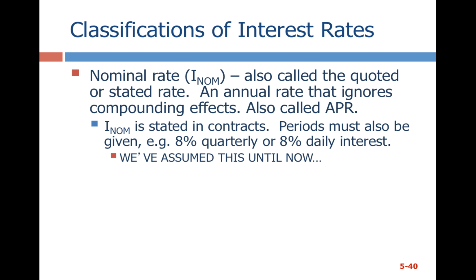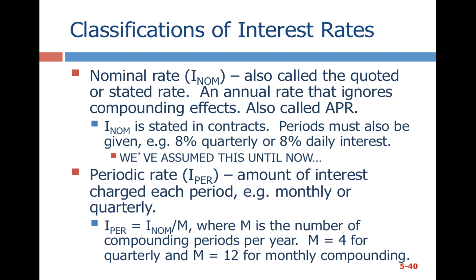The nominal interest rate is also the quoted or stated rate. It's an annual rate that ignores compounding effects. It's also called the APR. So the nominal interest rate is typically stated in contracts. Periods must also be given. An example would be 8% quarterly or 8% daily interest. And we've been assuming this up until now.